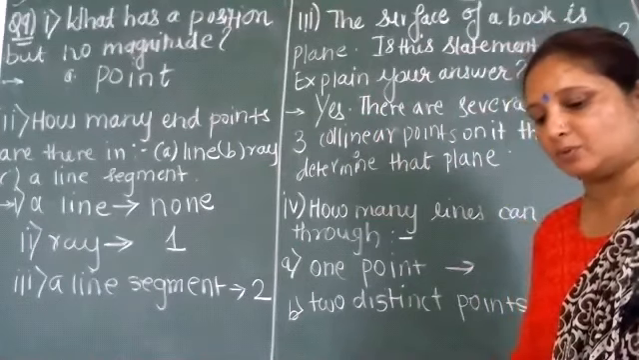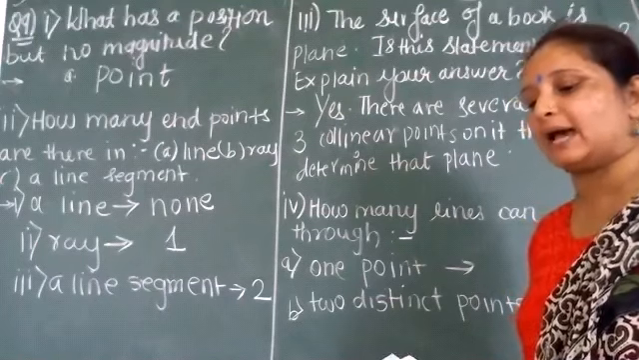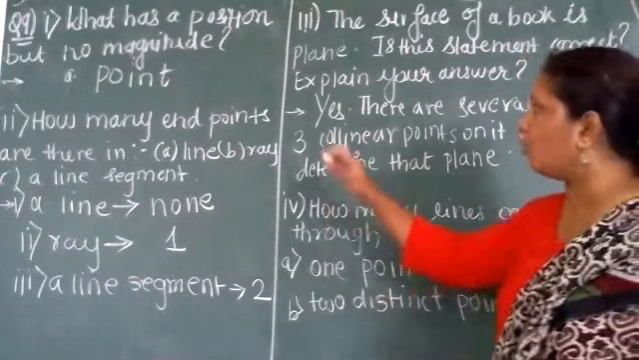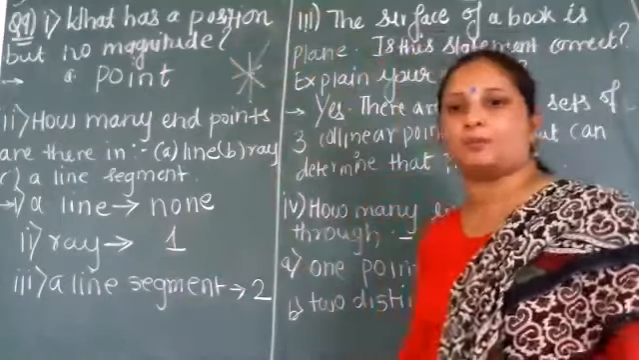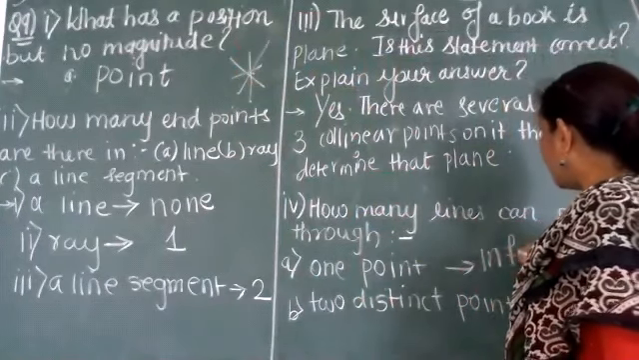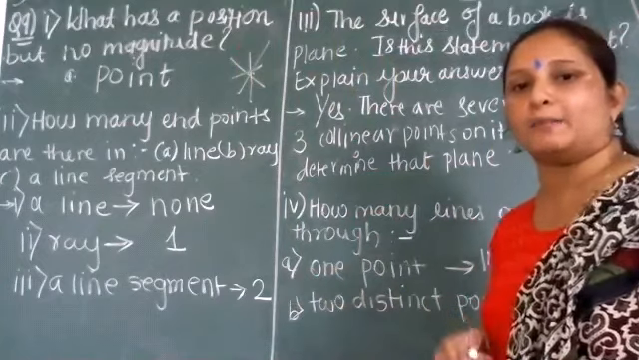Now let's move to the next question. They are asking how many lines can pass through the first one, 1 point. If I take 1 point, how many lines? N number of lines, uncountable. So that will be known as an infinite number of lines can pass through 1 point.